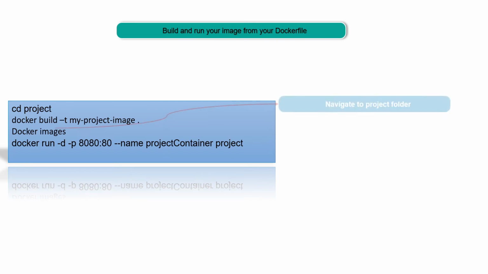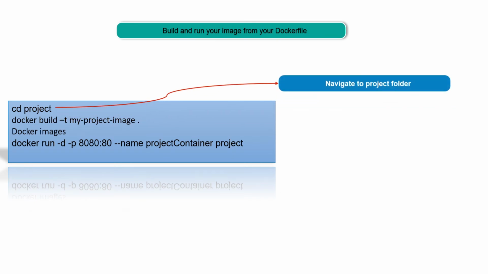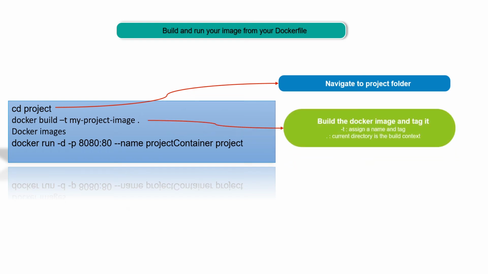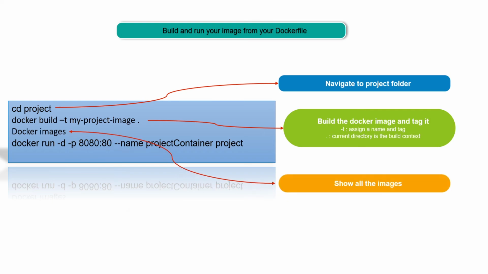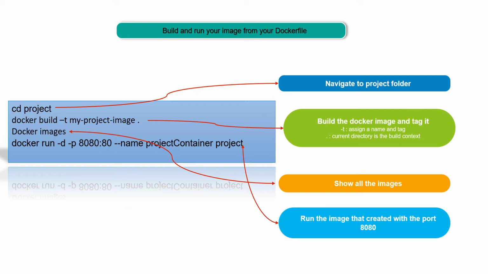Navigate to the folder that has our Dockerfile. Docker build -t my project image. The -t means assign a name and tag to your project. The dot means the current directory that we are inside is the build context. After this command, we will show all the images, and we can also run our image with docker run. Let's do it.